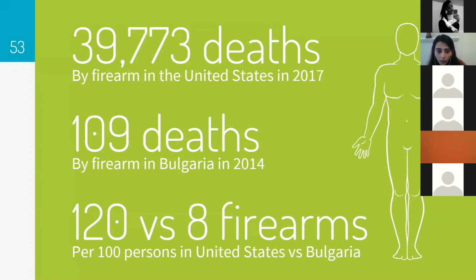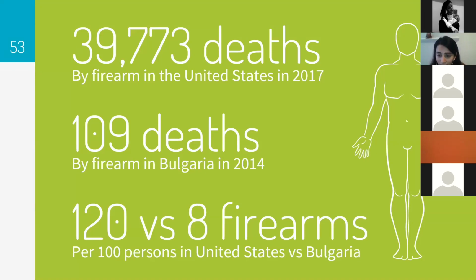Okay, so while we're talking about trauma, it would be remiss not to touch on the role of firearms in trauma. This could obviously be an entire lecture in itself. Just some quick stats I looked up. In the US in 2017, there were 39,773 deaths by firearm. In Bulgaria in 2014, which is the most recent stat, there were 109 deaths. Per 100 persons in the US versus Bulgaria, there are 120 versus 8 firearms. So it seems to me you guys are doing something right over there.